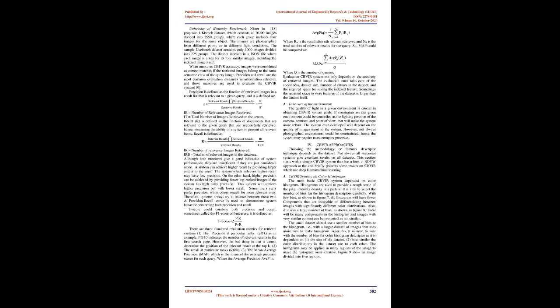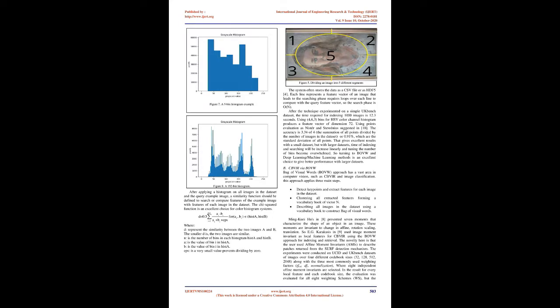Take care of the environment. The quality of light in a given environment is crucial in obtaining CBIR system goals. If constraints on the given environment could be controlled, such as the lighting, position of the camera, contrast, and point of view, that will make the system more robust. The system developed will depend on the quality of images input to the system. However, not always can the photographed environment be constrained, hence the system may require more complex processes.